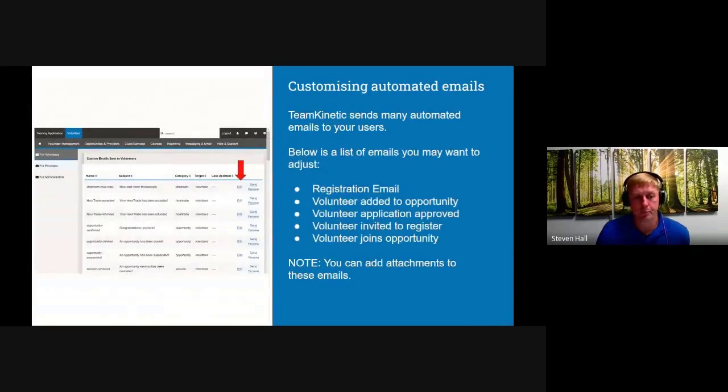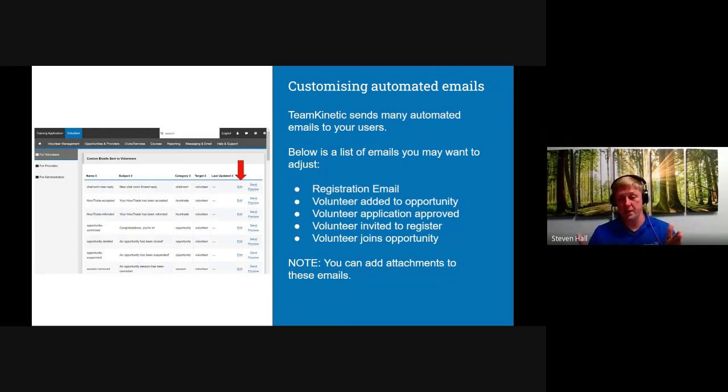Automated emails. Okay. Now there are probably 100 or so emails which are automatically sent from the system. Now these can be for everything, literally from your new registration email. So when a volunteer registers, they get an email automatically from the system.